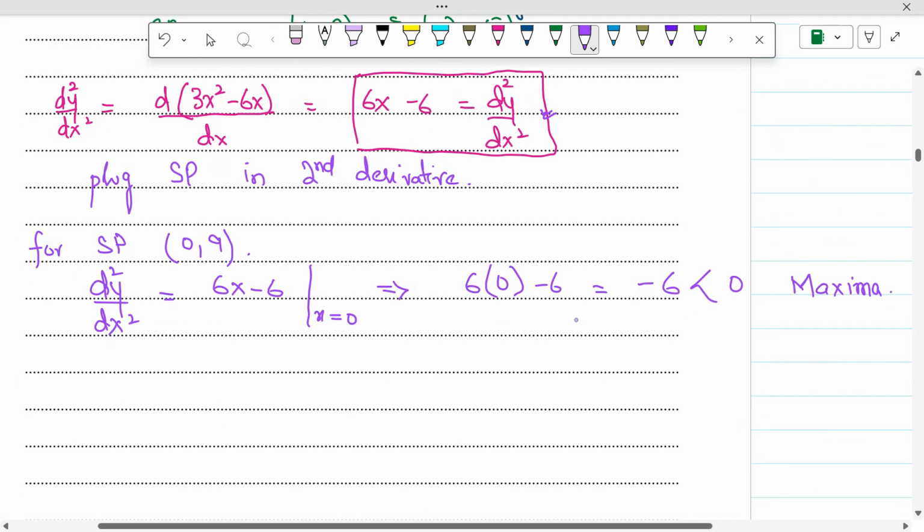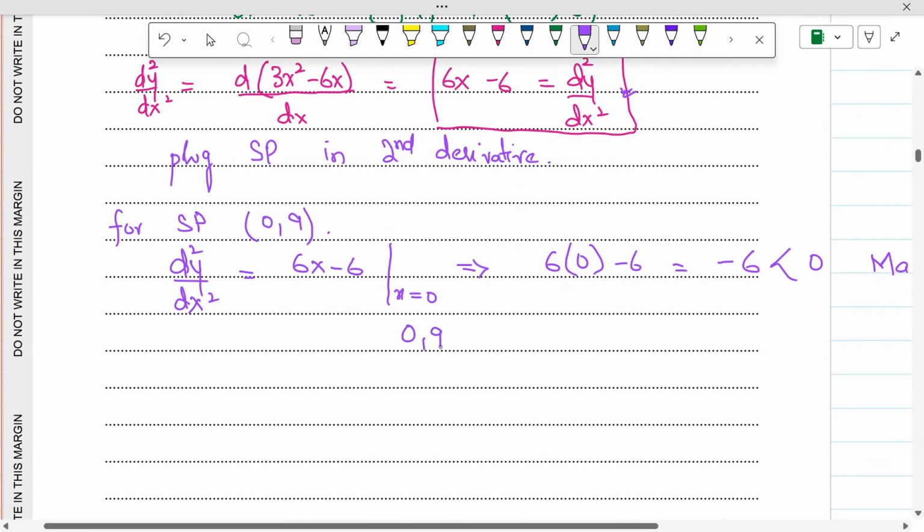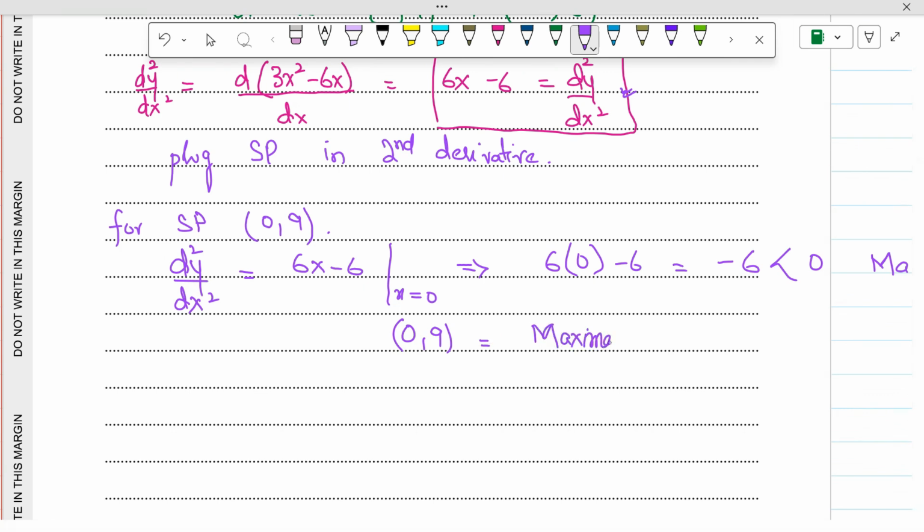or maximum point. So (0, 9) is a maxima or maximum point.